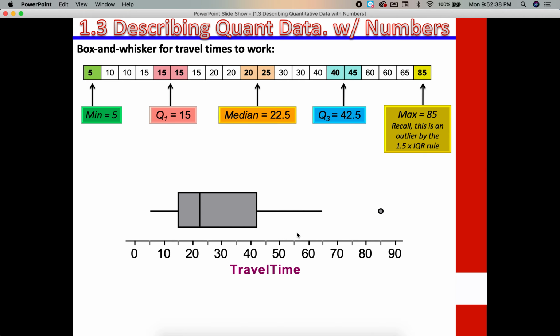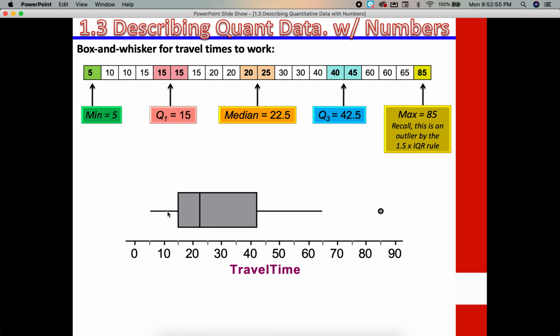In terms of interpreting this, think about what it means that this whisker is a little bit less than half as long as the right whisker, the right 25% of the data. That doesn't mean that there's more data in this whisker than this whisker. They both represent 25% of the data.